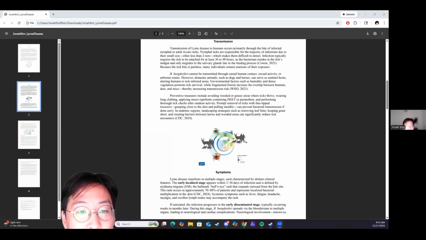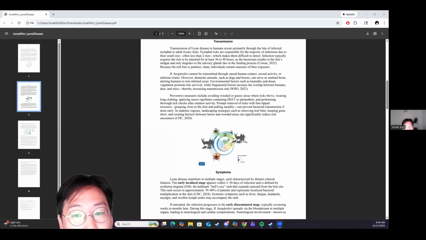For transmission, humans get infected when an infected tick stays attached for at least 36 to 48 hours. The tick needs this much time for the bacteria to migrate from its gut into its salivary glands, then into the human bloodstream. Because nymphs are so tiny, about the size of a poppy seed, most people don't notice they've been bitten. Lyme disease isn't spread from person to person or through food or air.